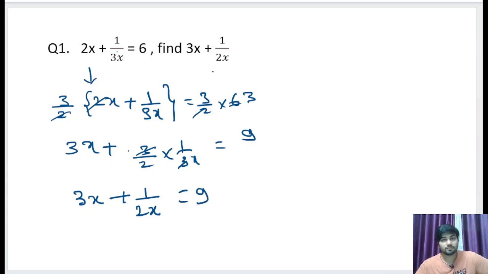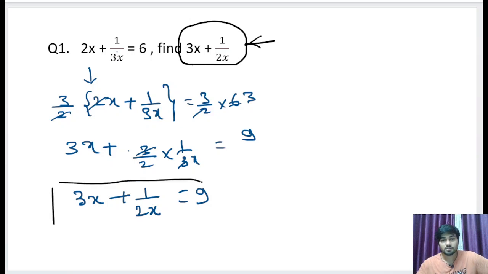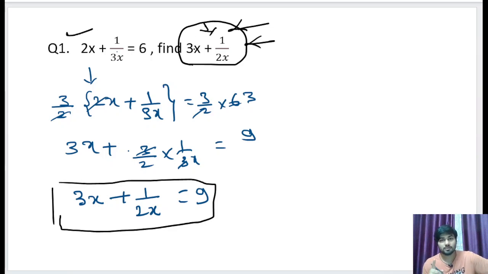Isn't it the same thing that we are asked to find out? Yes, it is. This is a very simple technique. This question will not directly come into your exam, but it is to develop the knowledge within your brain of how to simplify questions if this kind of equation is given and we need to find something in this pattern, in this form. So how we can change the system. Now, this is our answer.